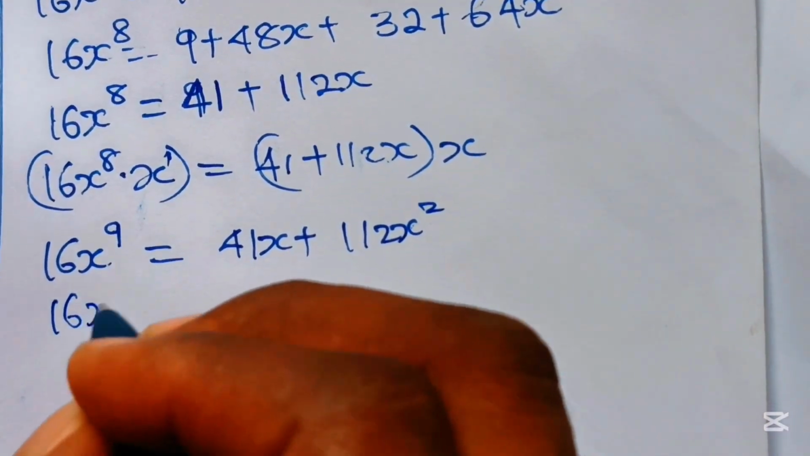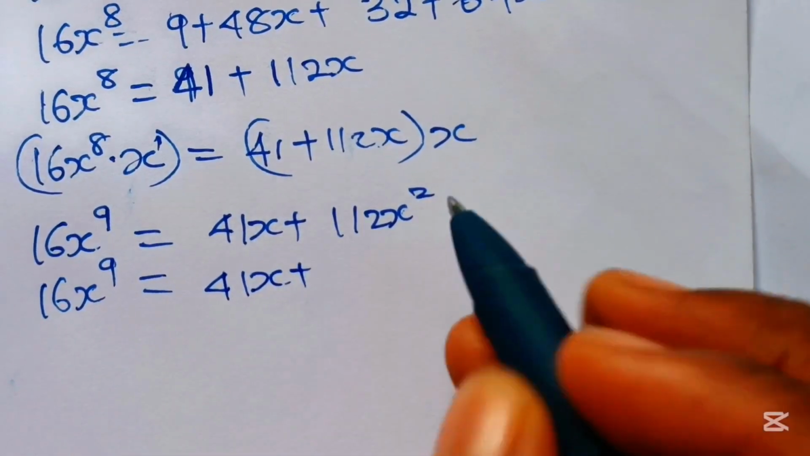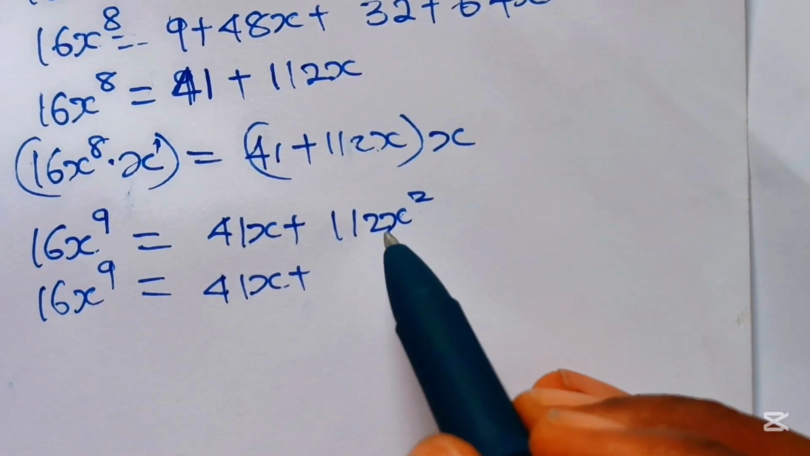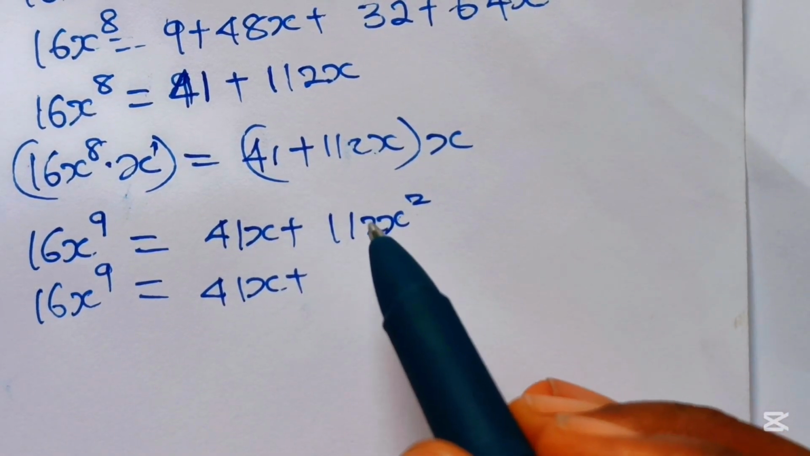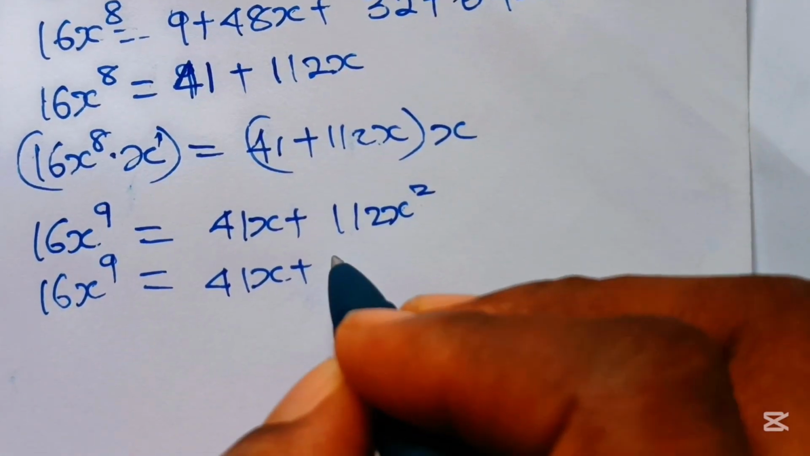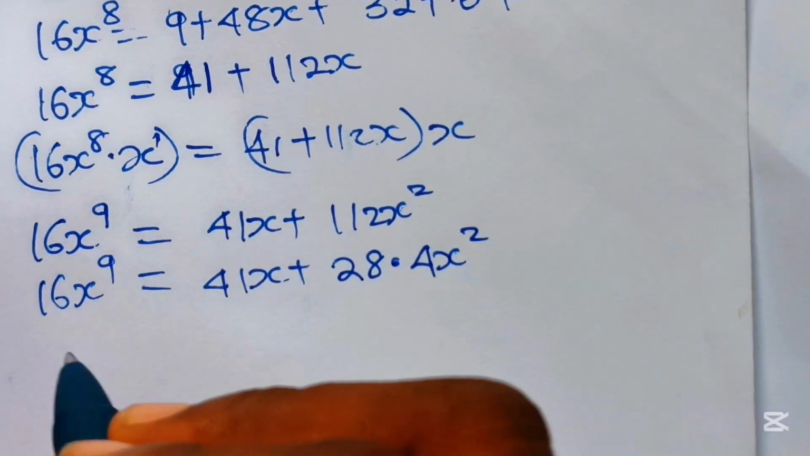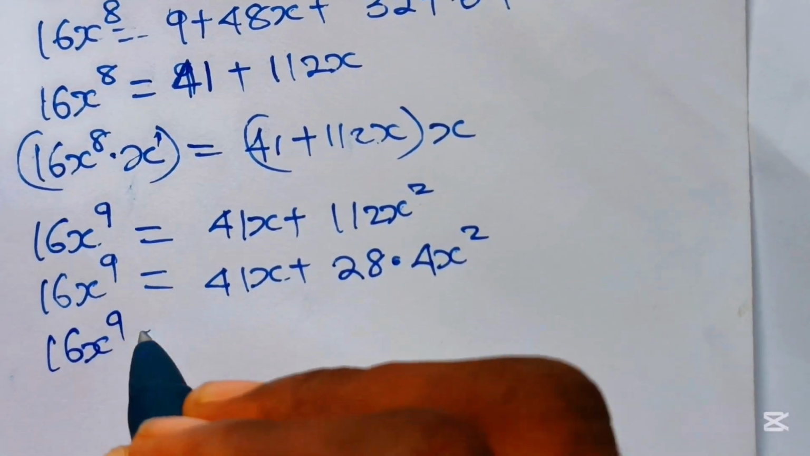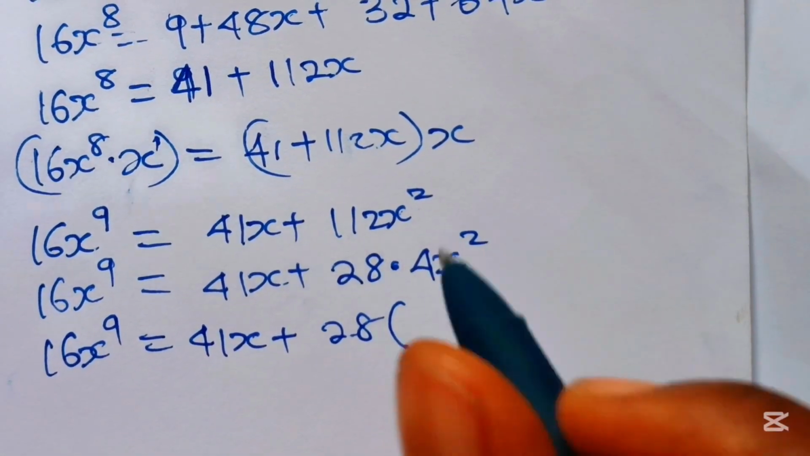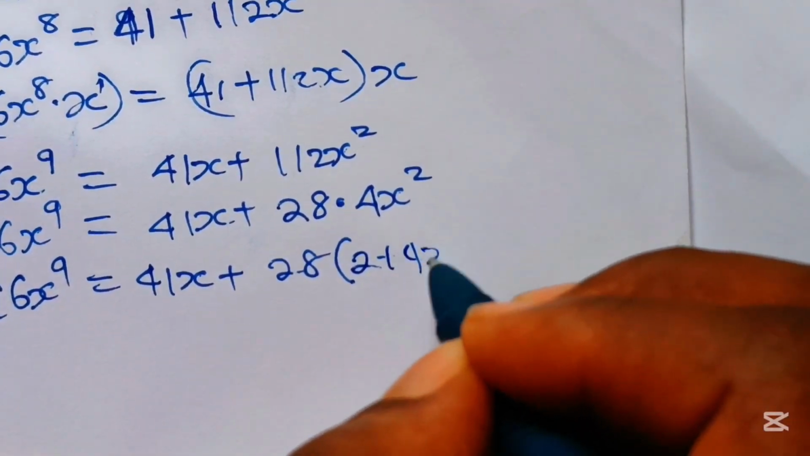Now we have 16x to the power of 9 is equal to 41x. Recall, we always try to bring out 4x squared from our x squared, right? So 112x squared divided by 4 will give us that should be 28, right? Yeah. So we have 28 multiplied by 4x squared. Yeah, that's what we're supposed to have. So we have 16x to the power of 9 is equal to 41x plus 28 bracket. Recall that our 4x squared is 2 plus 4x. So we have 2 plus 4x.